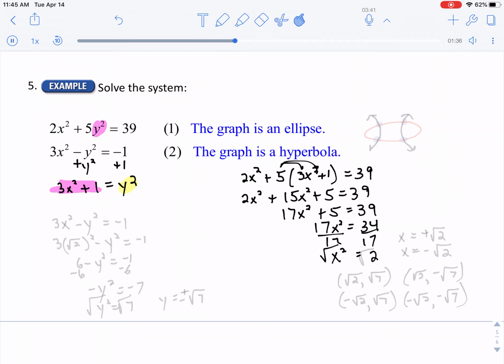Now square root both sides. Remember, when you square root both sides, you have to bring a plus or minus with it. So you get x equals a positive square root of 2, and x equals a negative square root of 2.